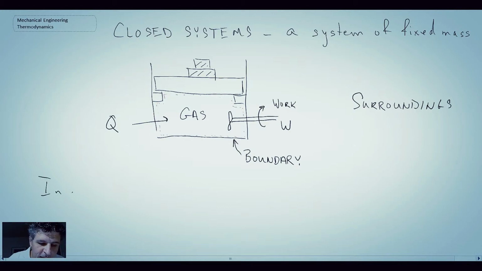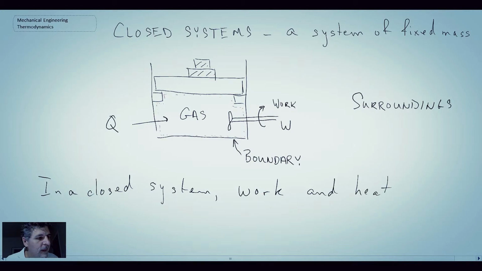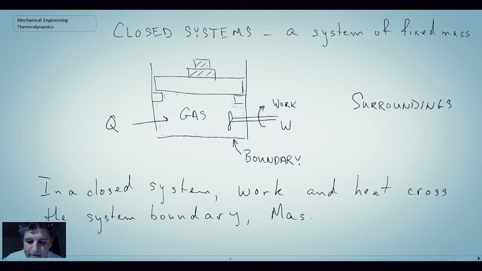So in a closed system, work and heat cross the system boundary, mass cannot. And that's why we call it a fixed mass system. So that is referred to as being a closed system.